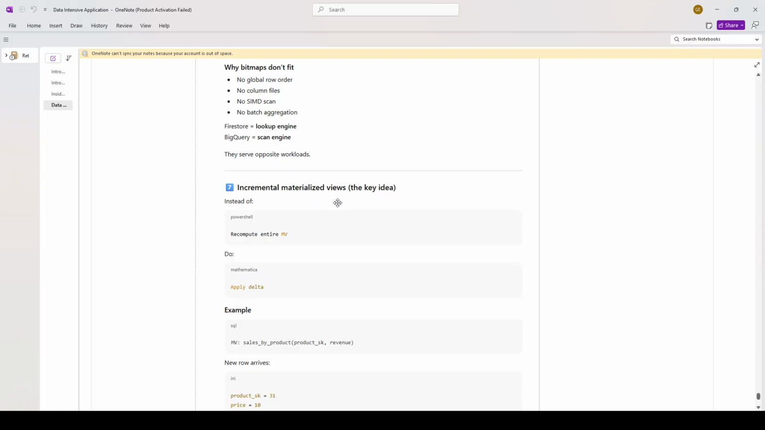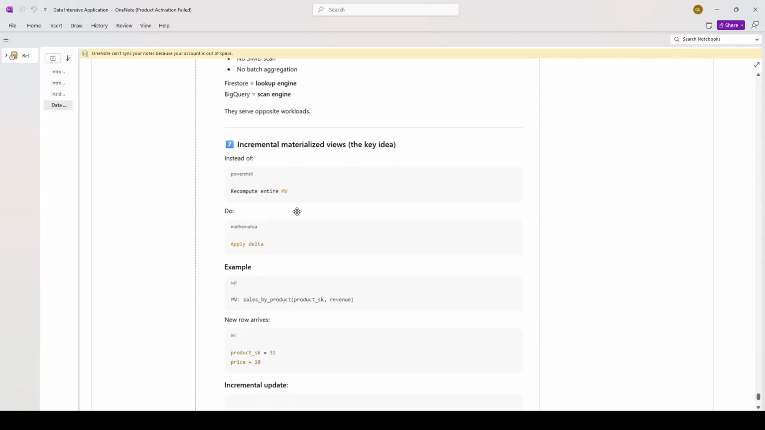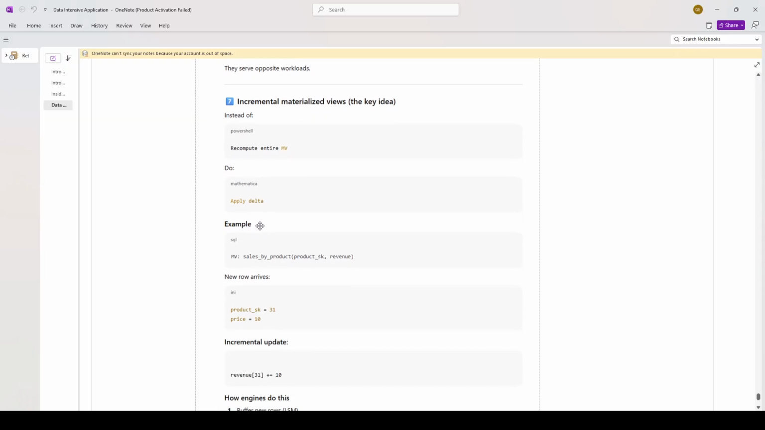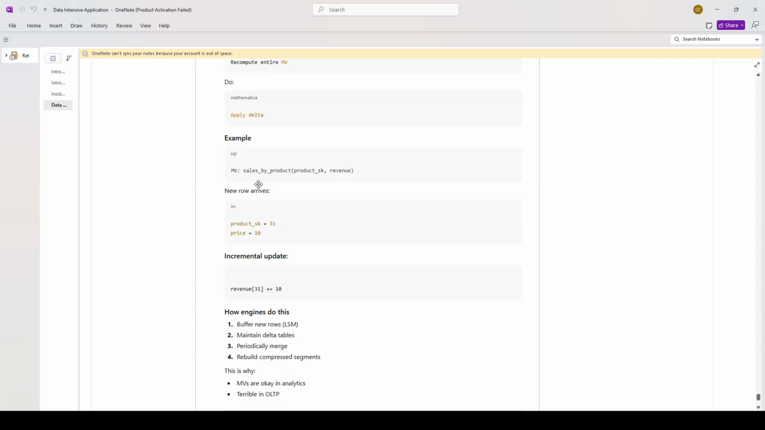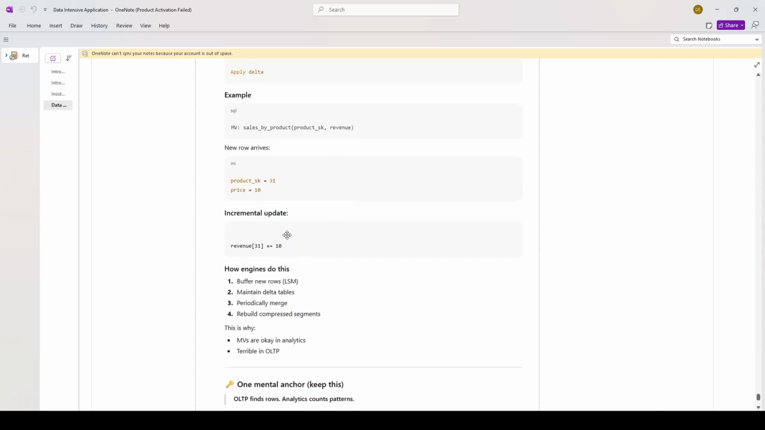Incremental materialized views, the key idea. Instead of recomputing the entire MV, apply a delta. Example: MV sales_by_product, aggregating product_SK, revenue. A new row arrives: product_SK equals 31, price equals 10. Incremental update: revenue for 31 plus equals 10.